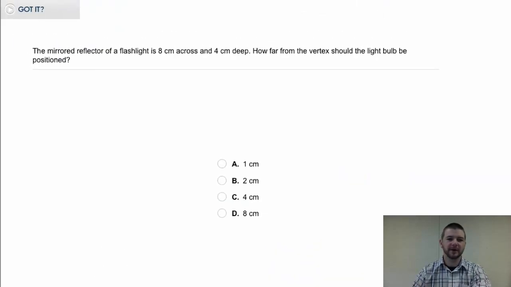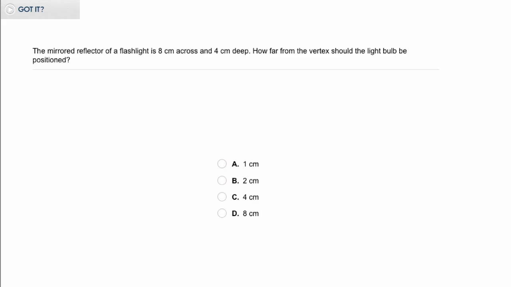And a chance to show that you have got it. The mirrored reflector of a flashlight is 8 centimeters across and 4 centimeters deep. How far from the vertex should the light bulb be positioned? Work carefully and make your selection from the choices below.